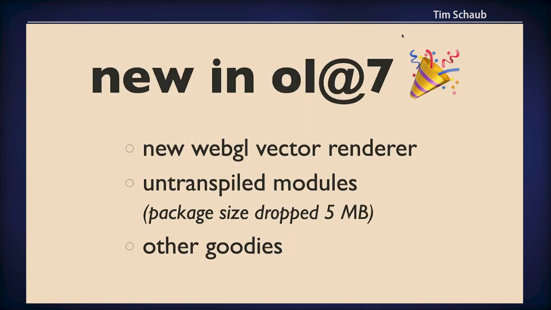So specifically what's new in version 7, we've got a new WebGL vector renderer that we're excited to keep building on. Because we've dropped support for Internet Explorer, we no longer need to transpile modules in the library. For those who don't recognize the word transpile, it's just about taking what you've authored in the library and changing it so it works with a different target environment, like an older browser. We no longer do that, so what we author in the library is directly what you use during development. This meant that our package size dropped by about 5 megabytes. We also have a lot of other goodies in OpenLayers 7 and recent releases that we're excited to get into.